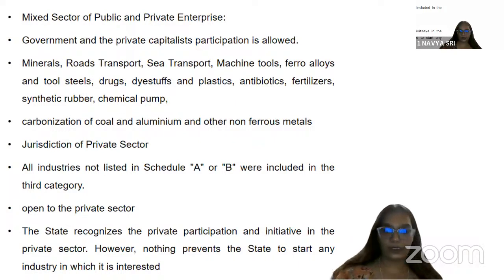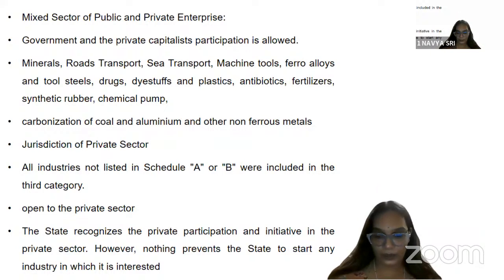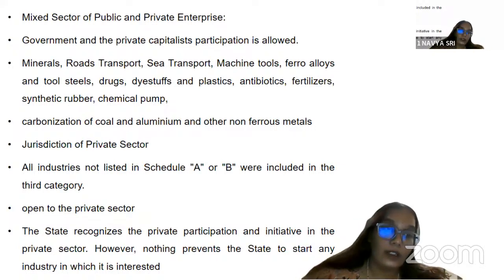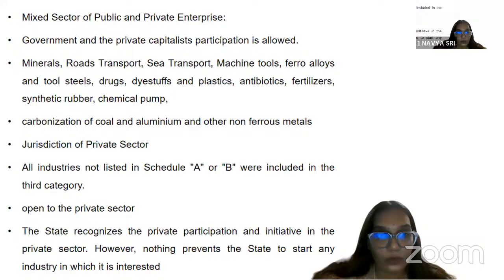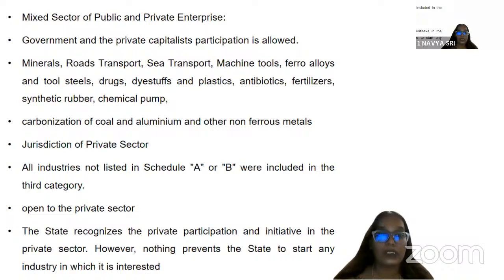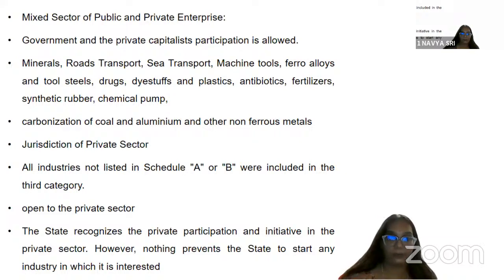Then mixed sector of public and private enterprises. So what is this mixed sector of public and private enterprises? What happens here is that the government and the private participants are both allowed to participate, and in these industries are what? Minerals, road transport, sea transport, machine tools, ferroalloys, tool steels, drugs, dyestuffs, plastics, antibiotics, fertilizers, chemicals, pumps and electric, etc. So the carbonization of coal, aluminum and other non-ferrous metals also.